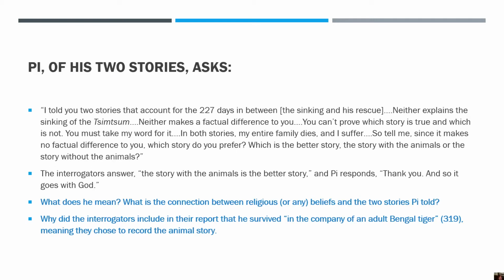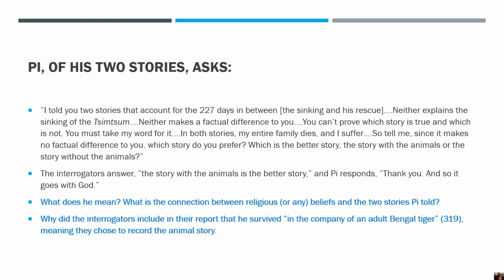When Pi finishes telling his two stories, he says, "Okay, I told you two stories that account for the 227 days in between, the sinking and the rescue. Neither explains the sinking, neither makes a factual difference. You can't prove which one is true. You've got to take my word for it. In both stories, my family dies, I suffer. So tell me, since it makes no factual difference to you, which story do you prefer? Which is the better story, the story with animals or the story without the animals?"